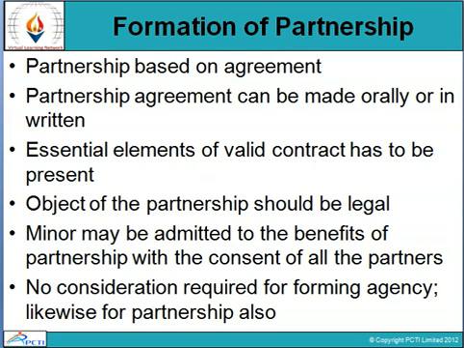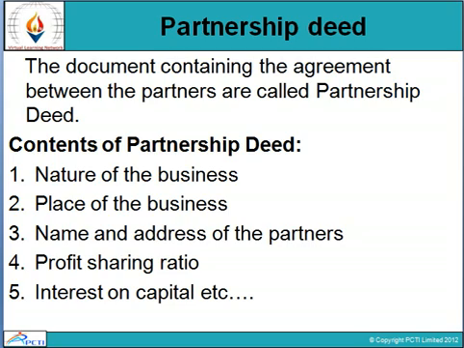Formation of partnership is based on agreement. Second, partnership agreement can be made orally or in writing. Essential elements of a valid contract have to be present. Object of the partnership should be legal. A minor may be admitted to the benefits of partnership with the consent of all the partners. And no consideration is required for forming an agency, likewise for partnership also.